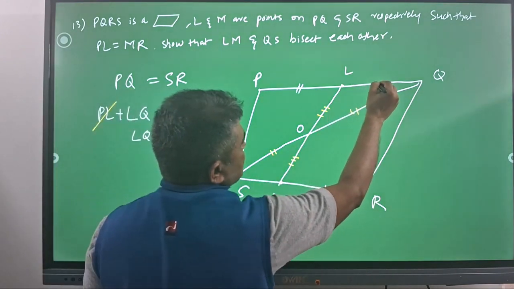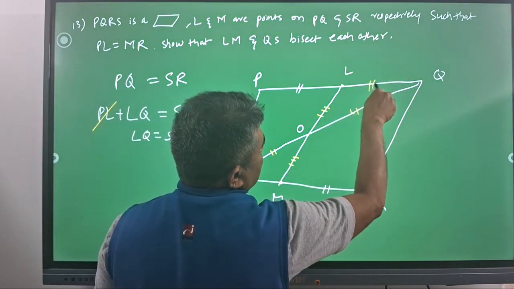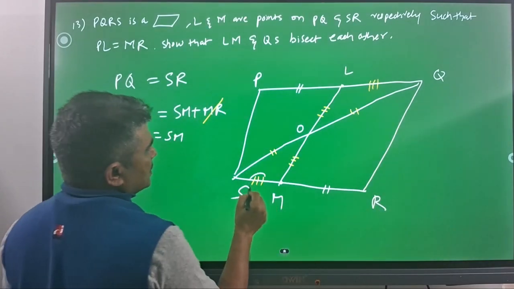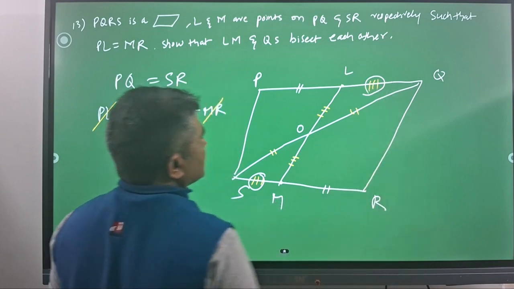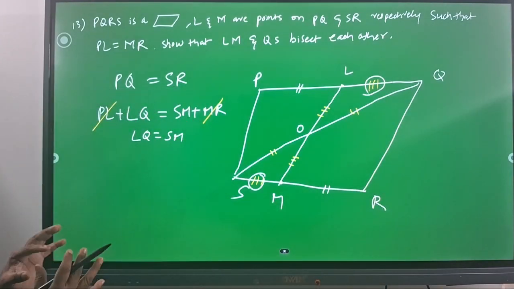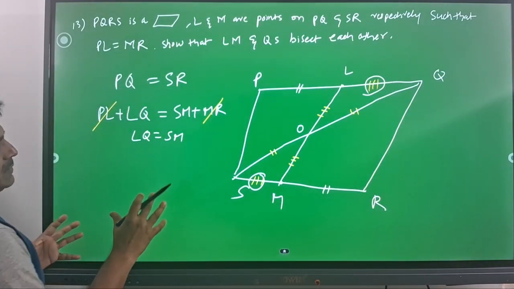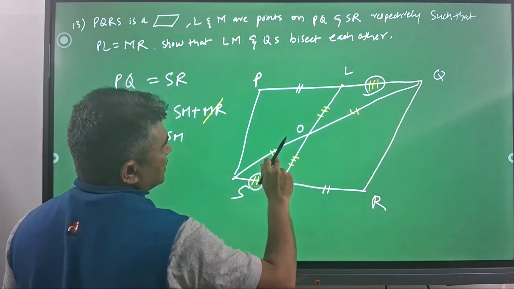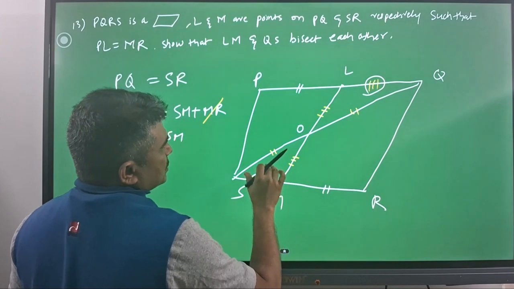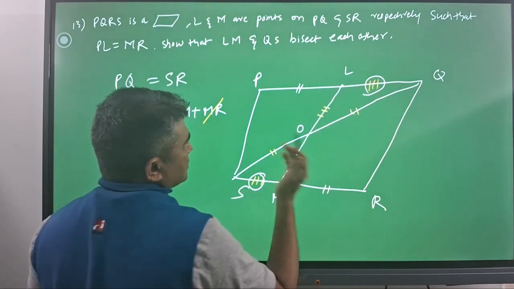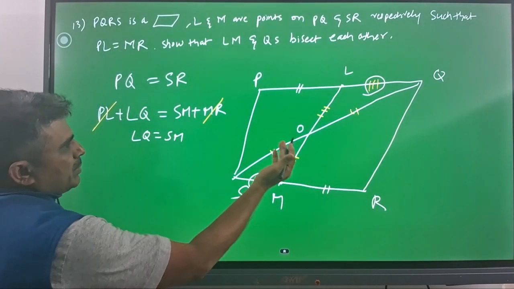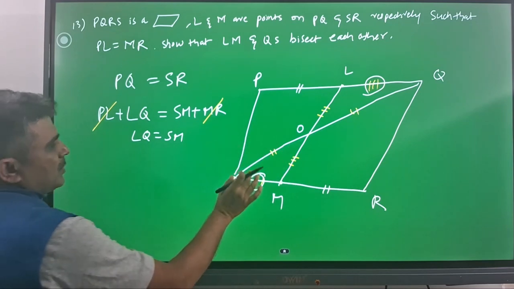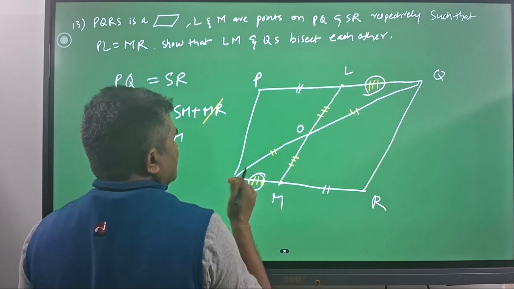So this is LQ and SM we got as equal. Why this one? Because the things we need to prove are confined in these two triangles. So if we get the other side information, then by congruency we can take the relations easily. So here we got one relation, a side relation.